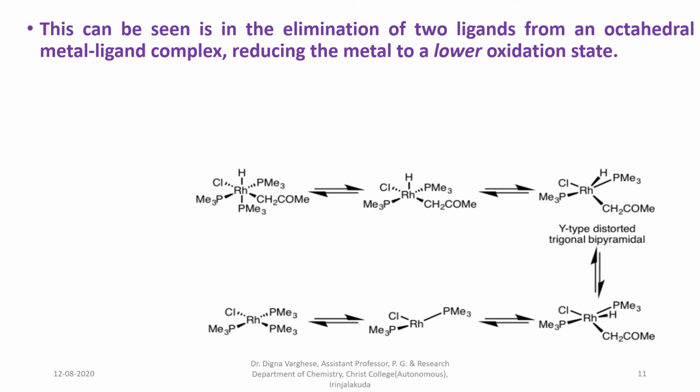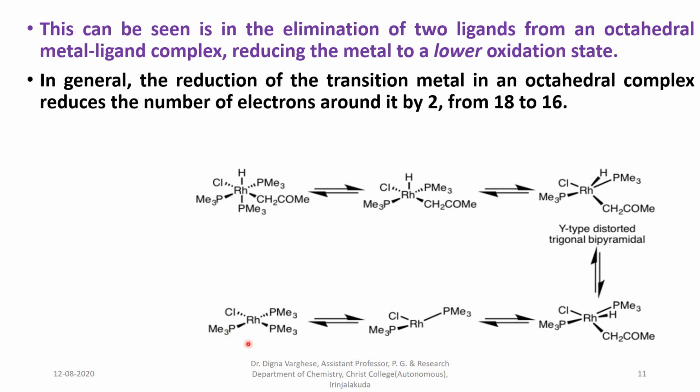This can be seen in the elimination of 2 ligands from an octahedral metal-ligand complex, reducing the metal to a lower oxidation state. In general, reduction of a transition metal in an octahedral complex reduces the number of electrons around it by 2, from 18 to 16. It is an 18 electron species before and a 16 electron species after reductive elimination. So this is just the opposite of the oxidative addition reaction.